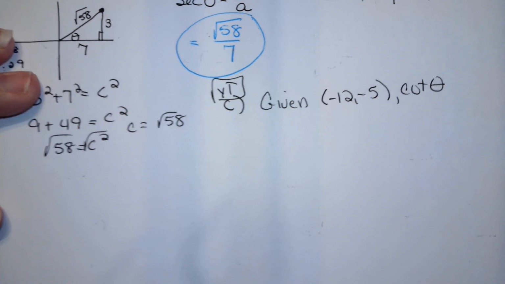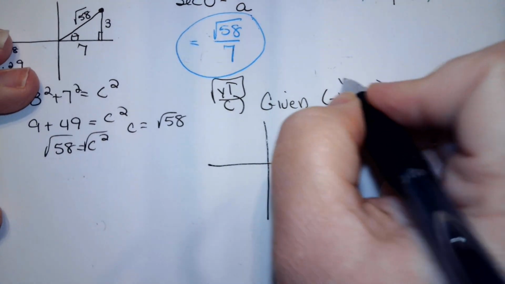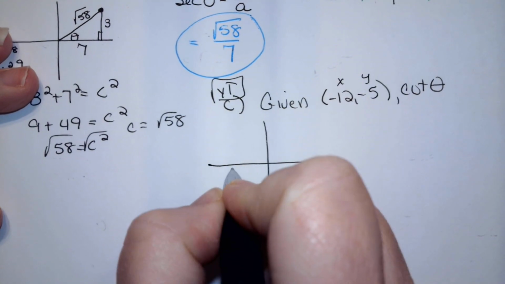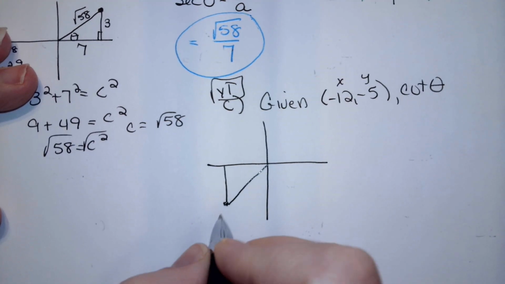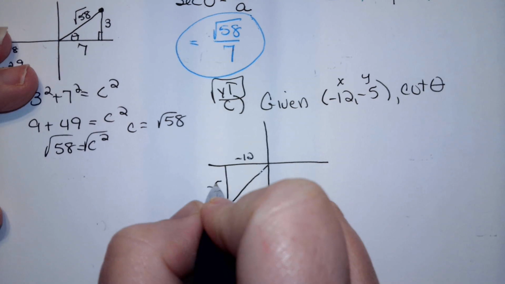Alright, so let's see how you did. I see I've got negative, negative, which is going to be in quadrant 3. So I'm going to go ahead and draw my right triangle in quadrant 3. Your x is -12. Your y is -5.